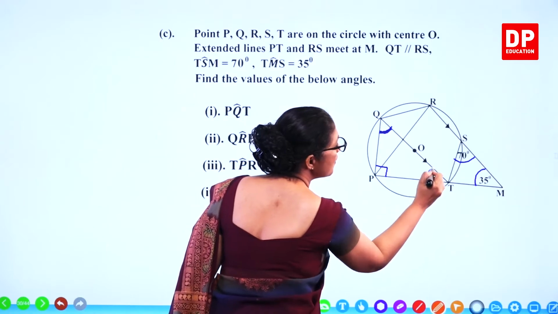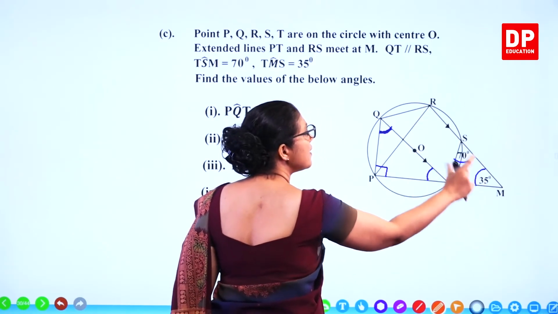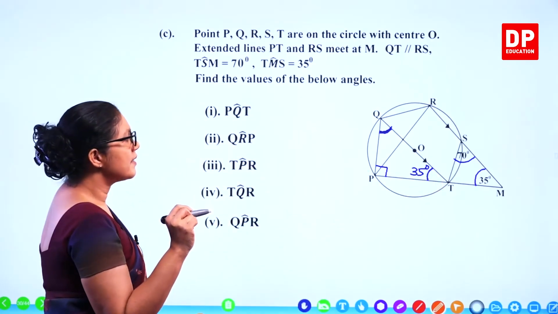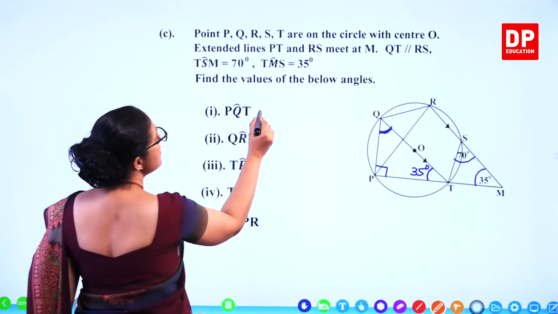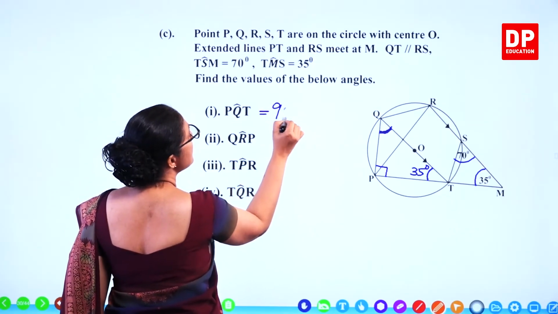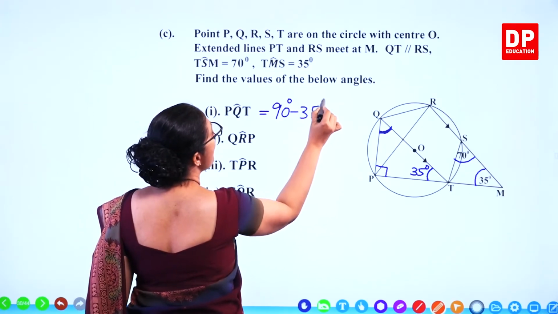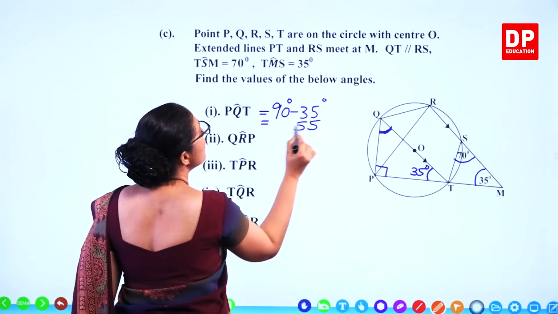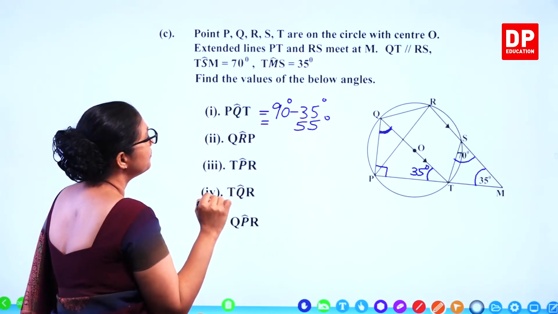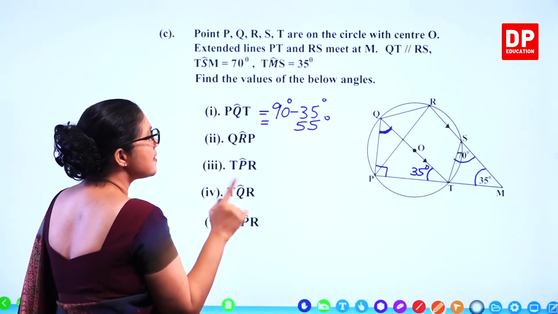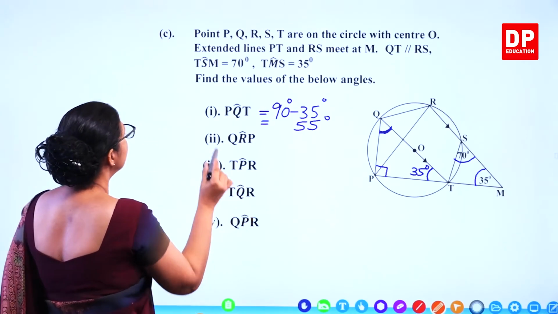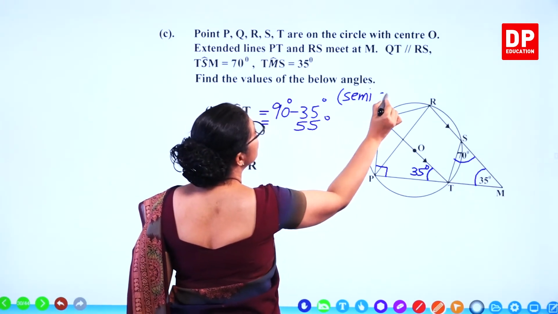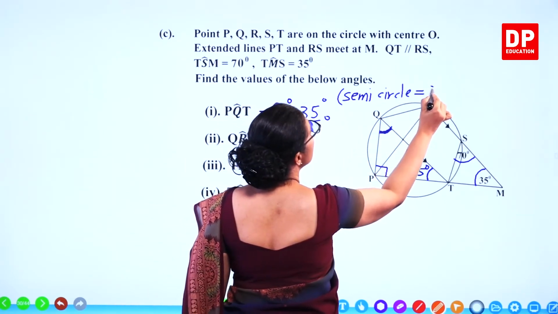If we can find out this angle, easily you can find out this. What about this one? Can you see these two lines are parallel? If this is 35, this is 35 because of corresponding angles. Now we can easily write down this one is 90 minus 35. That's 55. So we can write down the reason. Semicircle angle is 90 degrees. So write down here semicircle angle is 90 degrees.